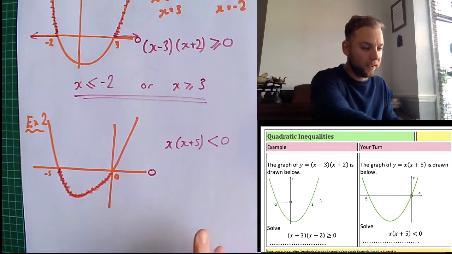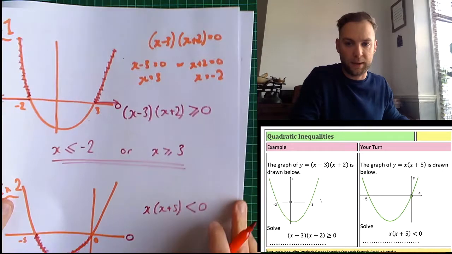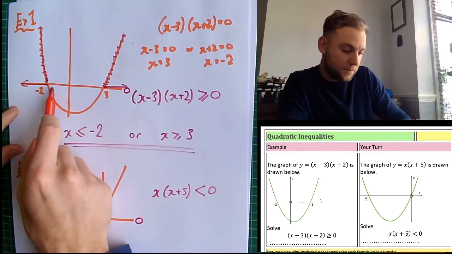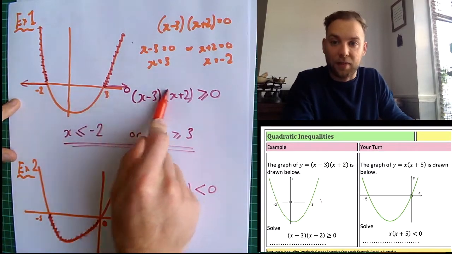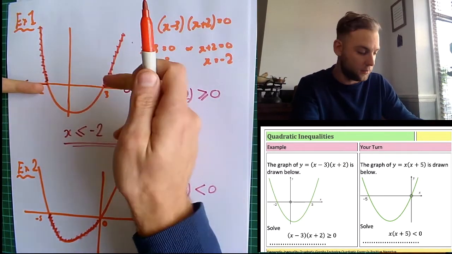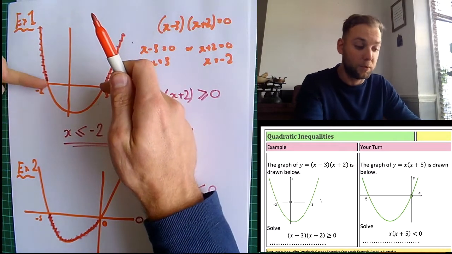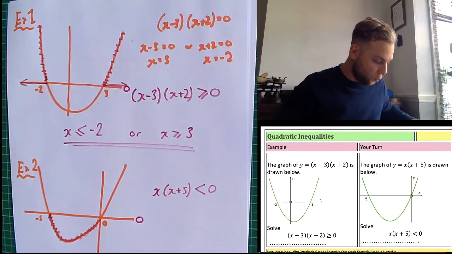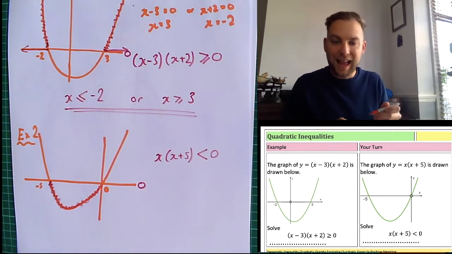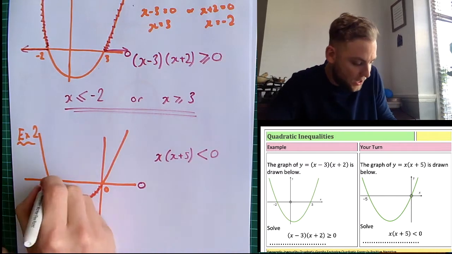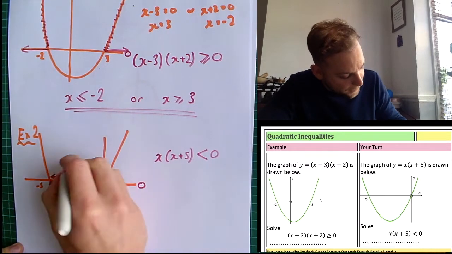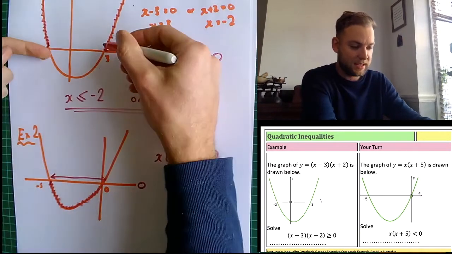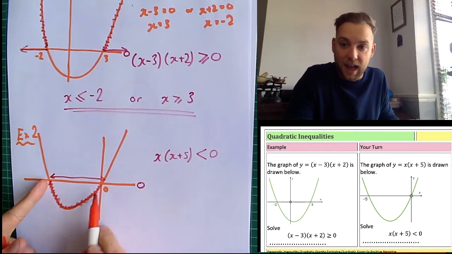Now, notice with the one above it, when it was greater than, it was split. It was split because it was -2 and 3. The bits that were greater than 0 were when it was less than -2, but greater than 3. With this one here, it's less than 0 when it's connected here. Notice it's connected between -5 and 0. This one here is split, and this one here is connected.